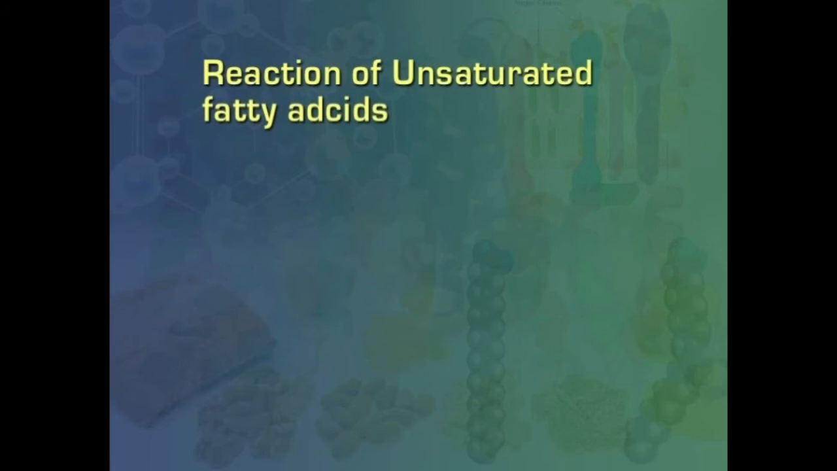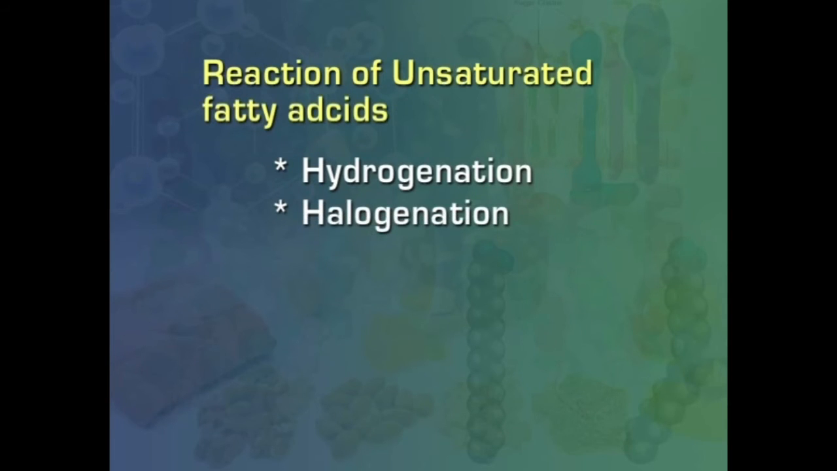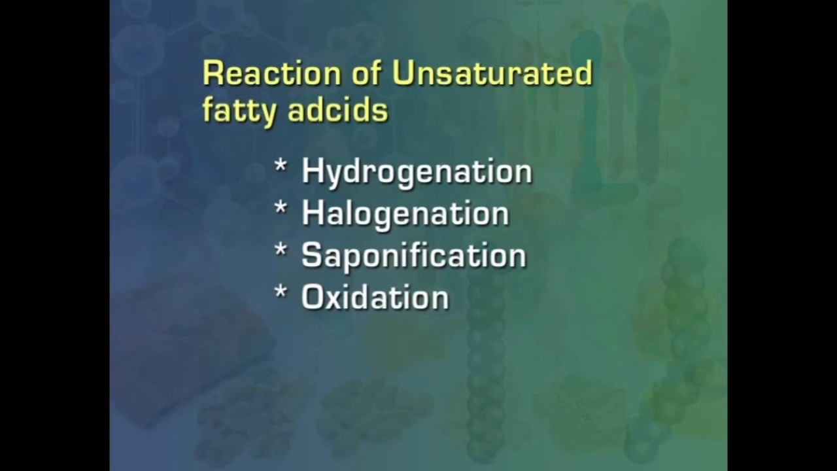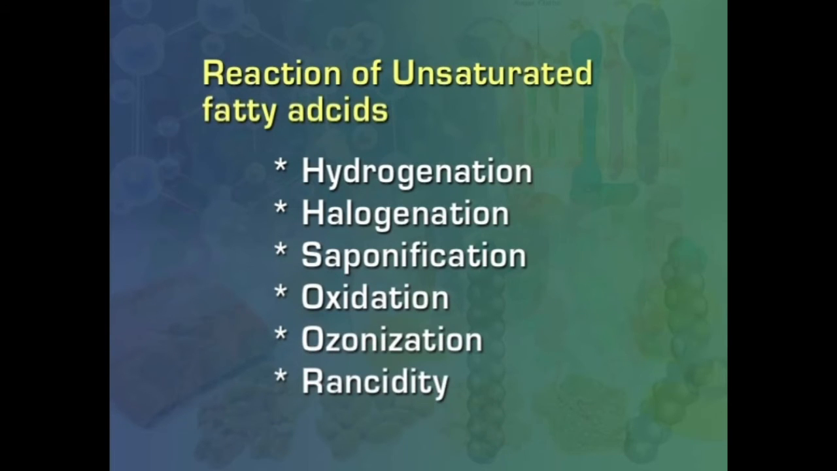Some of the reactions of unsaturated fatty acids are hydrogenation, where hydrogen is added at the double bond to form a saturated fatty acid. A halogen is added, like iodine, bromine, etc., to form halogenated fatty acids. Then there is saponification, formation of soaps. There is oxidation, ozonization and rancidity.